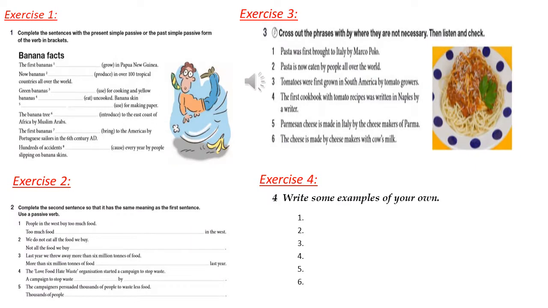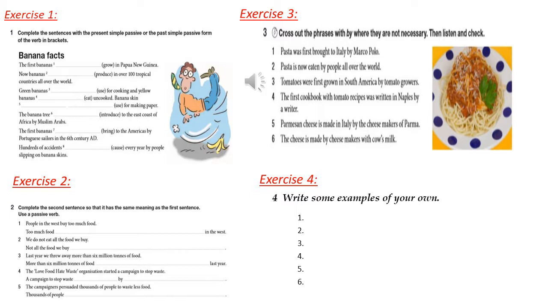Exercise 1 says complete the sentences with the present simple or the past simple passive form of a verb in brackets. 1. Pasta was first brought to Italy by Marco Polo. 2. Pasta is now eaten all over the world. 3. Tomatoes were first grown in South America.